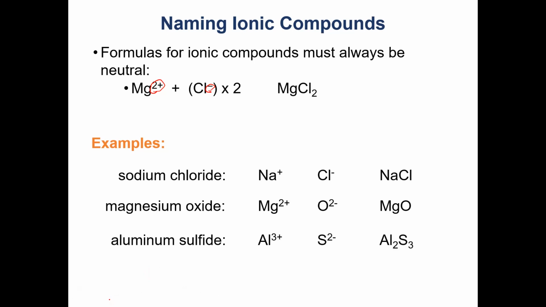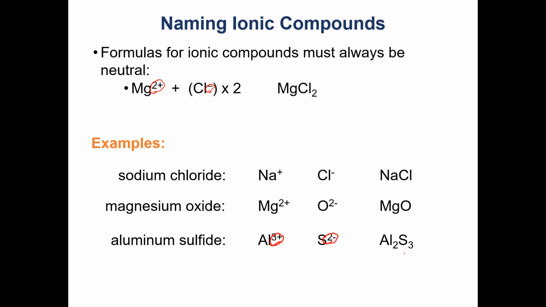Now, if we look at something like aluminum sulfide, this is where we can start to run into a little bit of a challenge. Because aluminum has a 3 positive charge on it, but sulfur has a 2 negative. So we have to find some way to have a number of each of these elements so that the charges add up to 0. There's a couple ways you can do this.